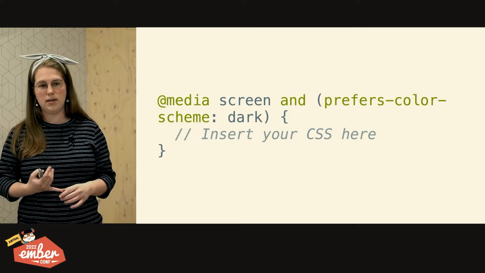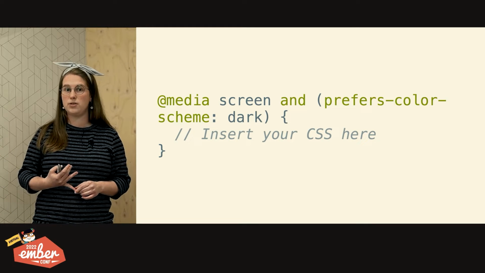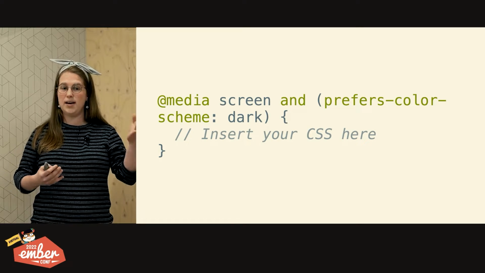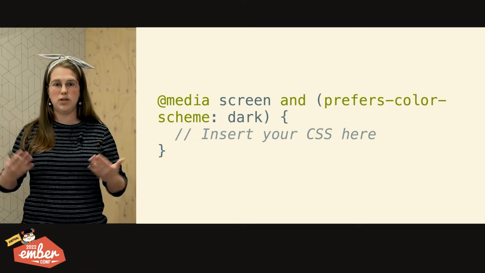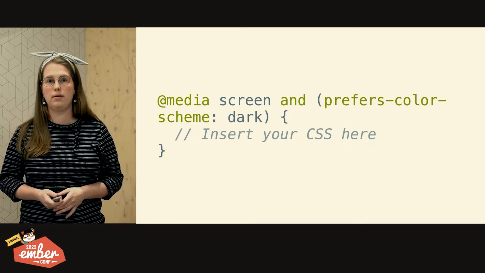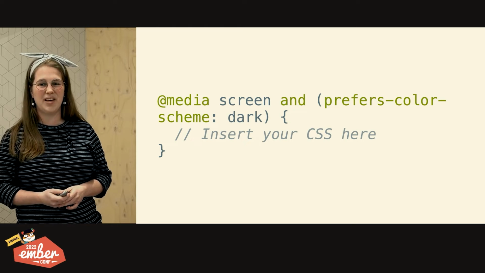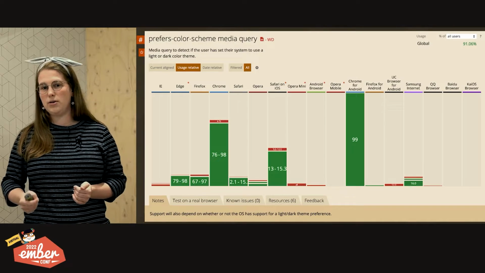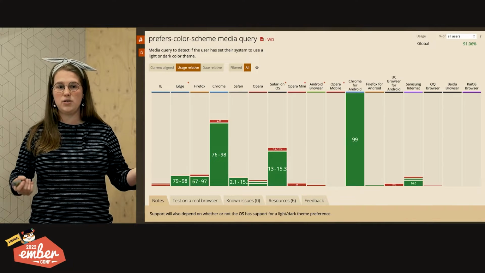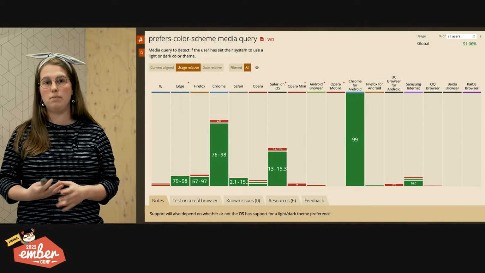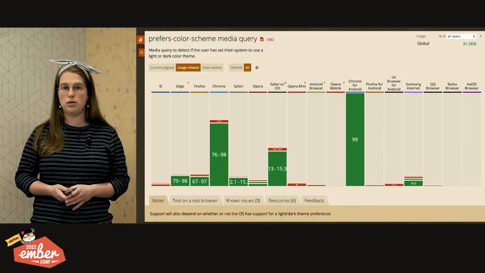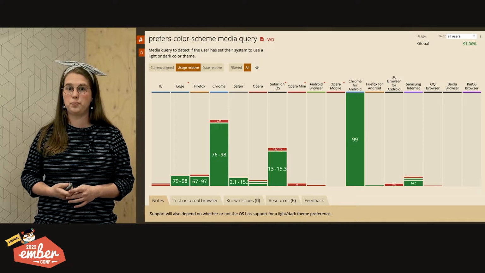It will look like this if you actually want to listen to the dark preference. Add @media screen, and to make sure that we use them both, prefers-color-scheme: dark. Time to insert your CSS. But before we do that, let's look at how browsers support this, and luckily it's a lot. This is the usage relative, so we see that most of our users will probably be able to actually use this feature the way we intend to.